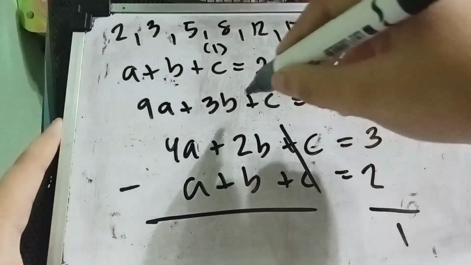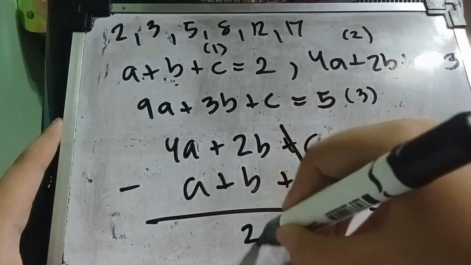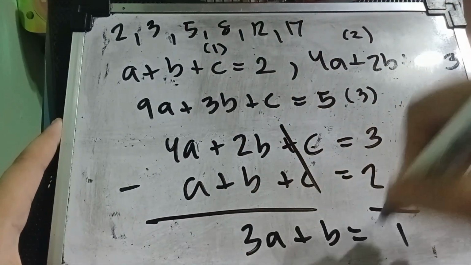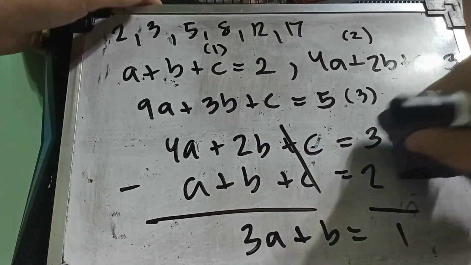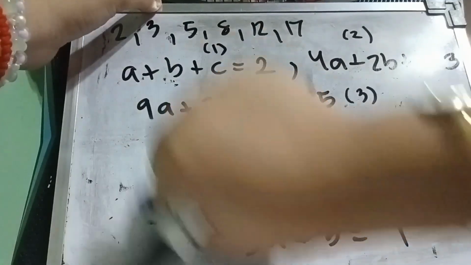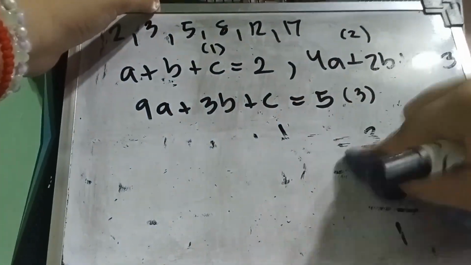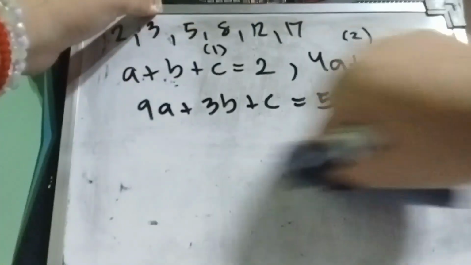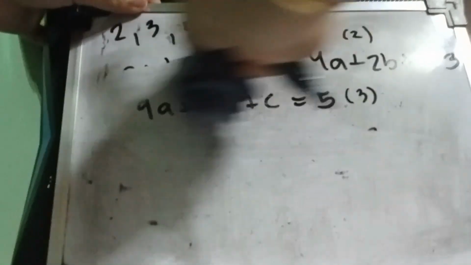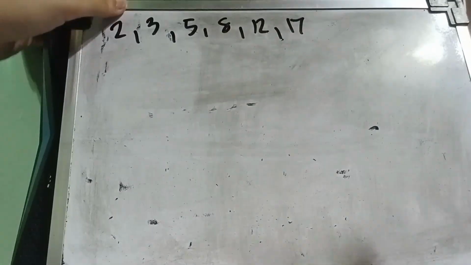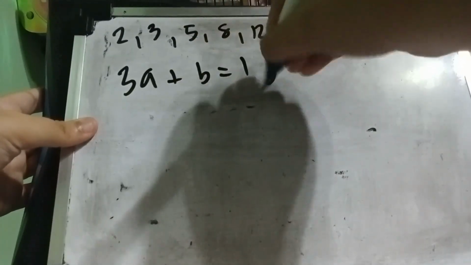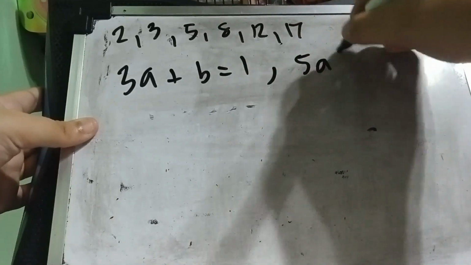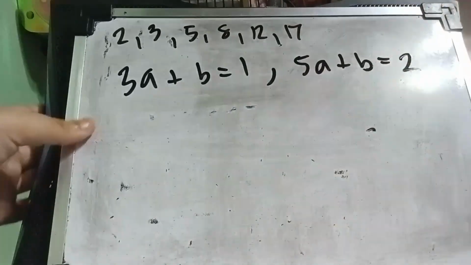Cancel out c. 3a plus b is equal to 1. Now we have a fourth and a fifth equation, which are, wait, let me write them down: 3a plus b is equal to 1 and 5a plus b is equal to 2.